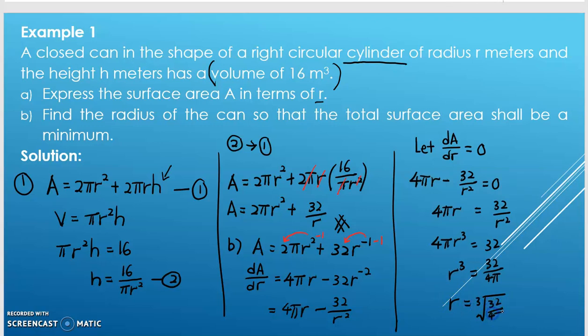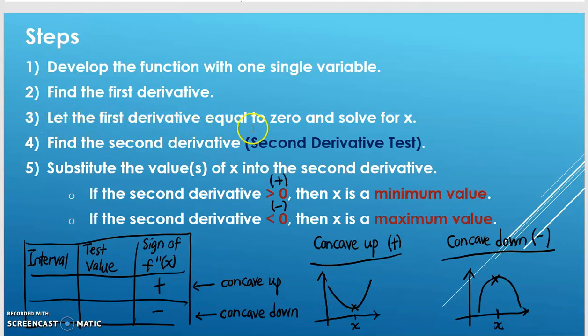32 over 4 pi, and we can use our calculator. 32 over 4 pi is 2.929. So here the unit is meter, and this is the radius. This is the third step: let the first derivative equal to 0 and solve for x. Next, we will find the second derivative, also known as the second derivative test.